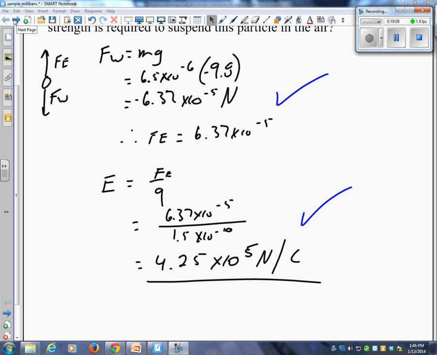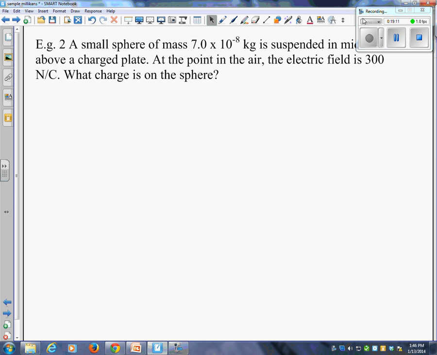Okay, so here's another one. I'm going to step up the degree of difficulty a little bit, I think. A small sphere of mass 7.0 times 10 to the minus 8 kilos is suspended in midair above a charged plate. At the point in the air, the electric field is 300 newtons per coulomb. What is the charge on the sphere? And I want the charge in coulombs. I haven't said that, but I want it. So a little different question.